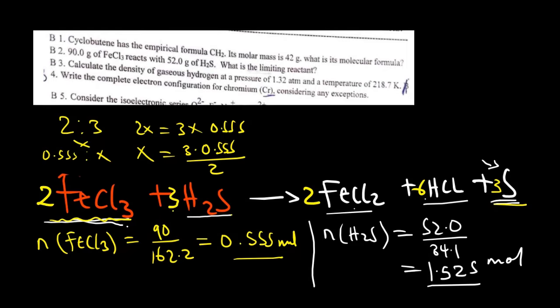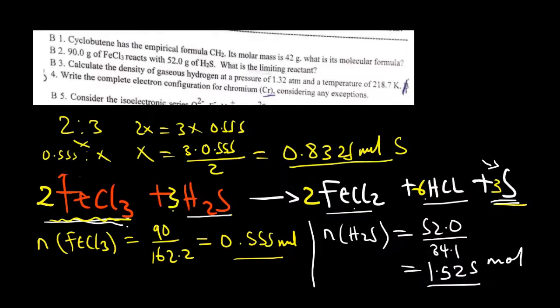So we go on our calculator and calculate that value. We are going to have 3 multiplied by 0.555, and then we divide by 2. When I do that, I'm getting 0.8325 moles. Okay, now these moles are moles of what? Of sulfur that are produced. So from the 90 grams of iron(III) chloride, we are getting this amount of moles of sulfur.